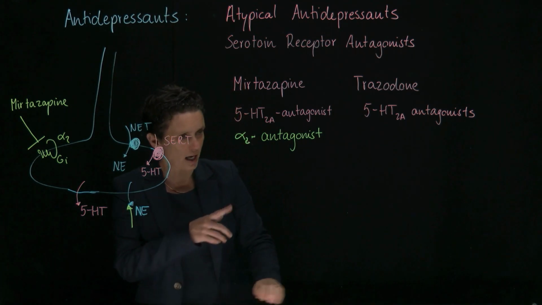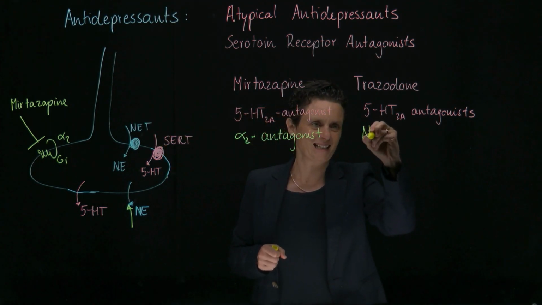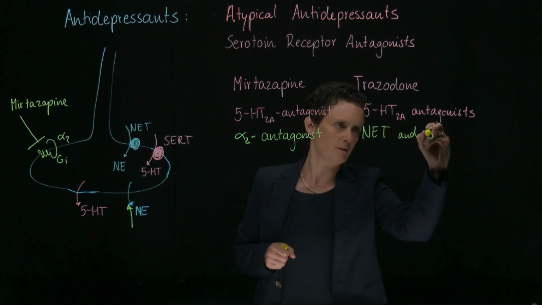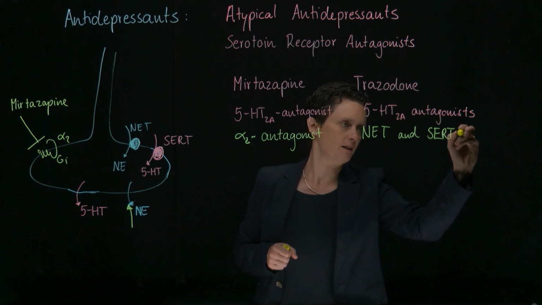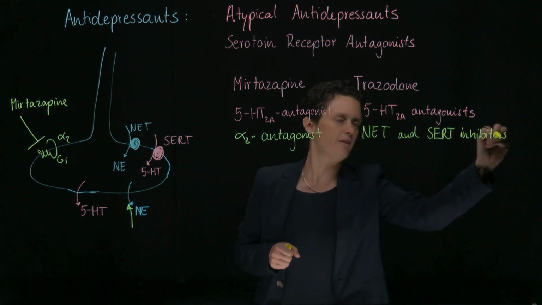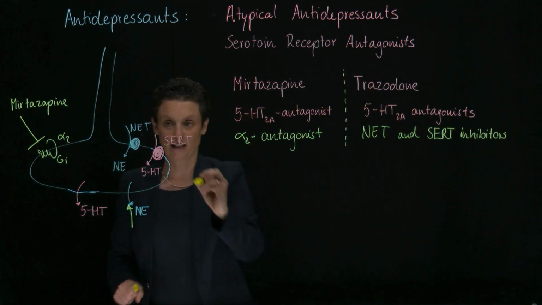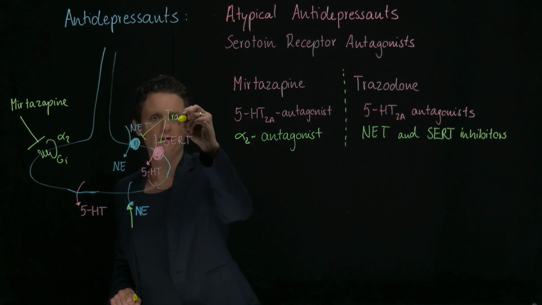And then trazodone, on the other hand, is a NET and SERT inhibitor, so an SNRI again. And we know already what that does. So they have additional, let's make here a line so that you see the different drugs, additional effects. So here blocking NET and SERT for trazodone.